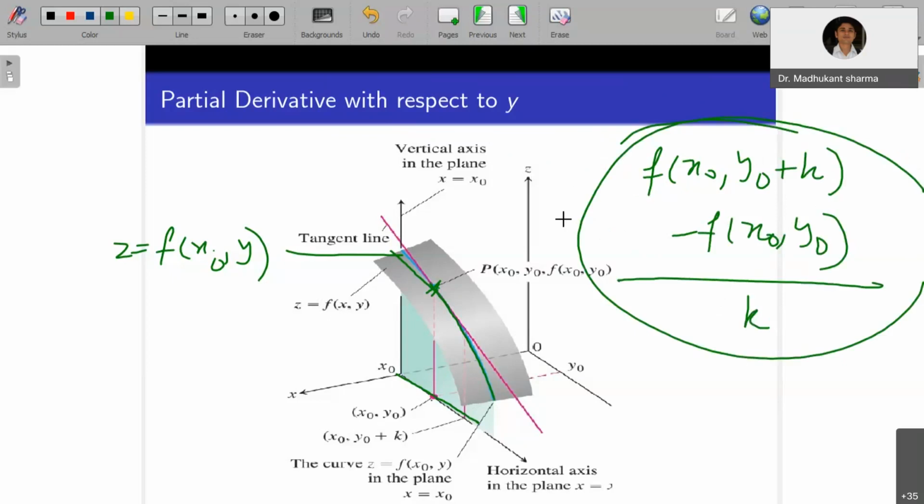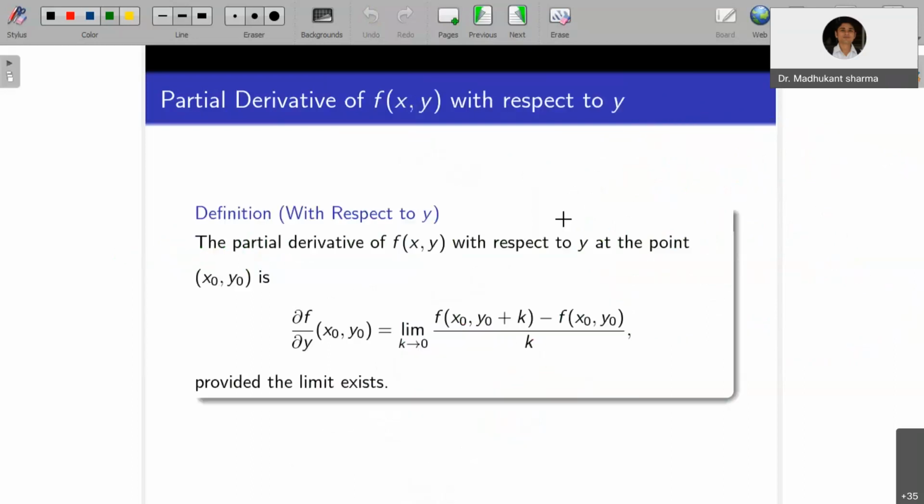So this is what the partial derivative means geometrically, and this is the fundamental difference. But when you deal with problems, you directly differentiate partially with respect to x or with respect to y, treating the other variable as a constant.